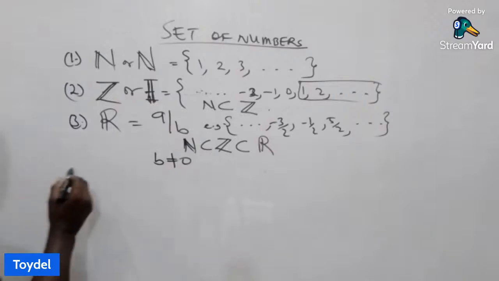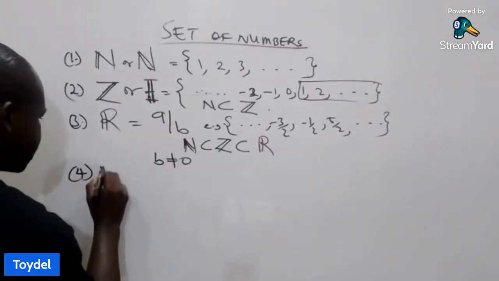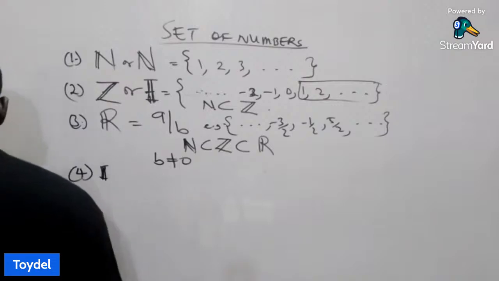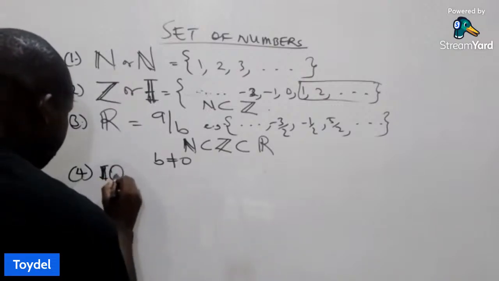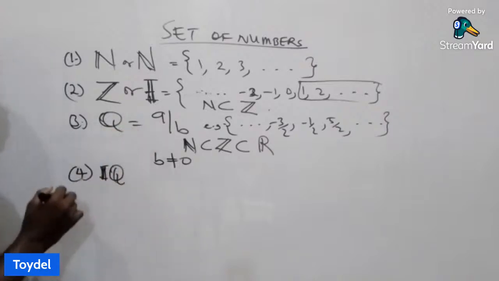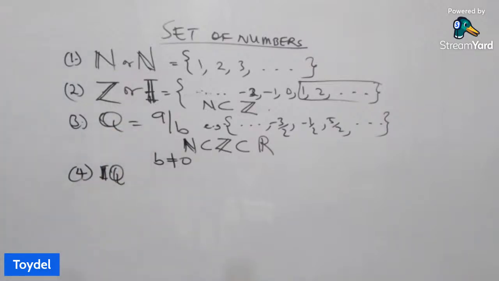Then we have the fourth set of numbers. These are called the irrational numbers. We denote it as Q prime, or IQ. No, this is Q. Rational numbers are denoted as Q, not R. It's real numbers that we denote as R.